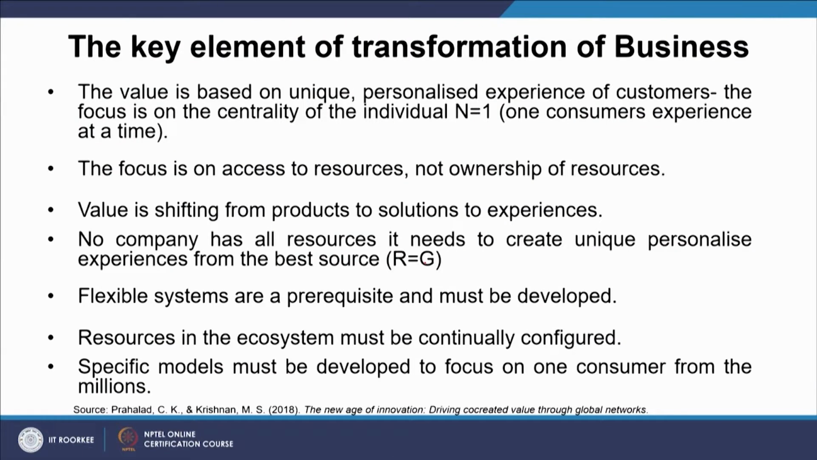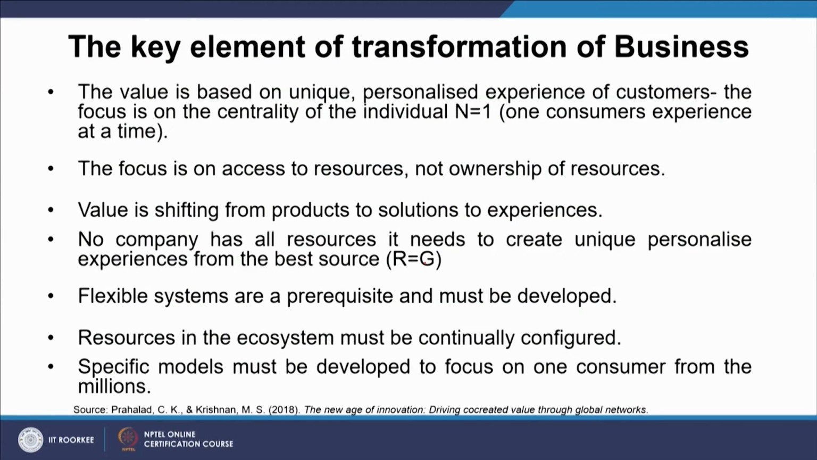No company, as the book says, has all the resources it needs to create unique personalized experiences from the best sources, r is equal to g. So, multiple levels, multiple resources can be accessed. Flexible systems are prerequisite and must be developed. Resources in the ecosystem must be continually configured. Specific models must be developed to focus on one consumer from the millions.